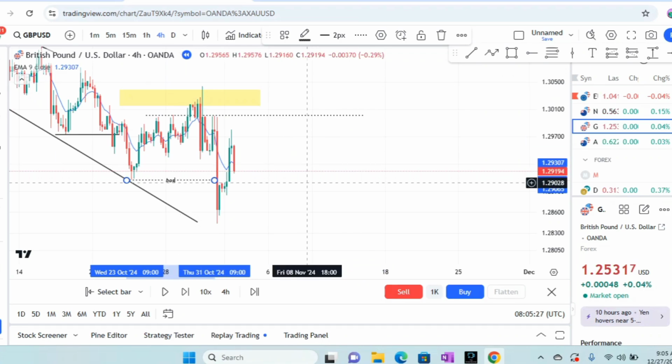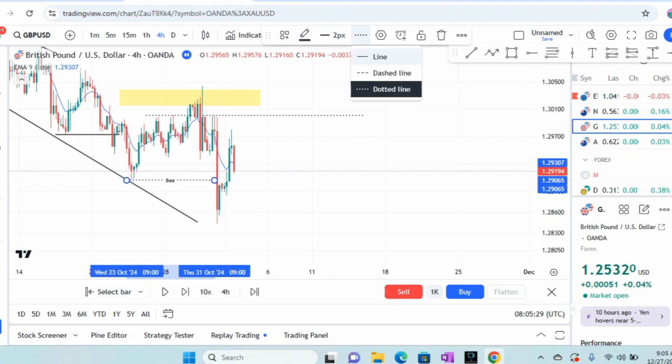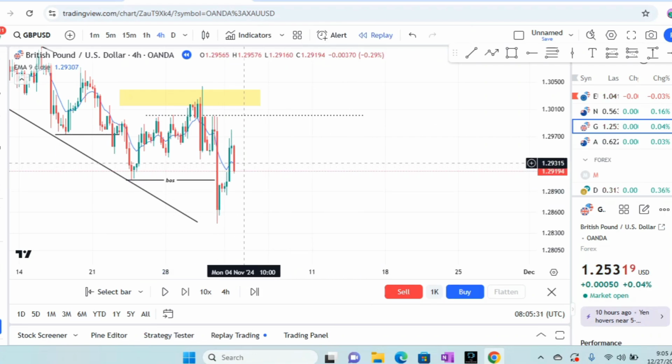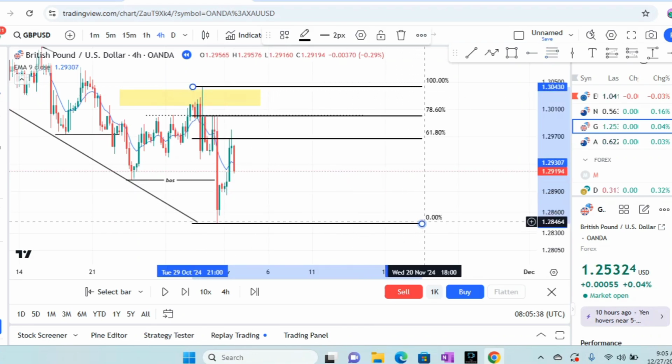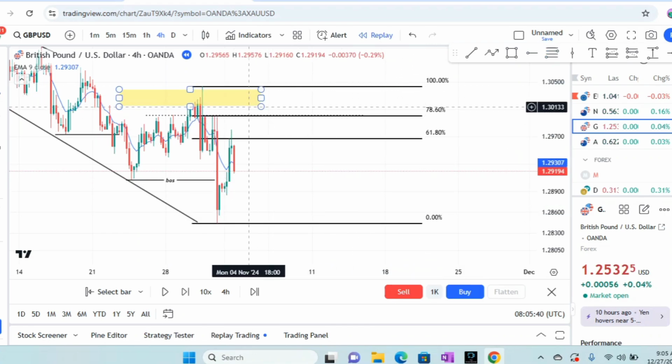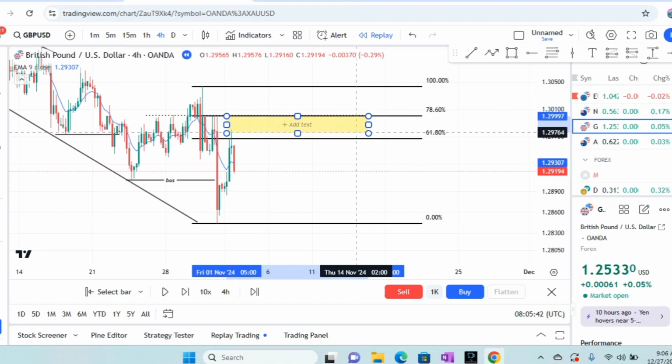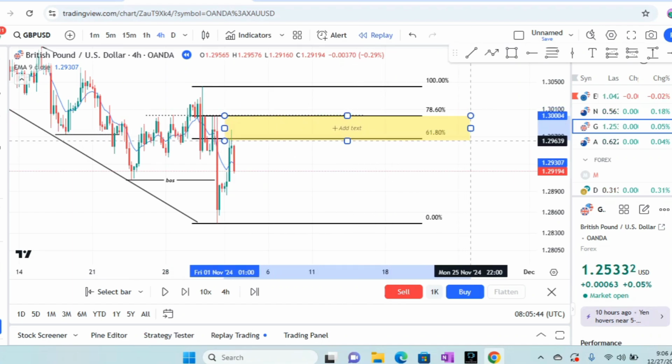BOS. Okay. Then make the line thicker than that. Good. So this is a pullback happening. So obviously, your Fibonacci retracement should be drawn from here to here. So where do you think your point of interest will be? This will be your next point of interest, right? Extend this to this place.